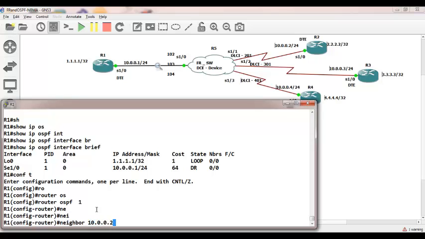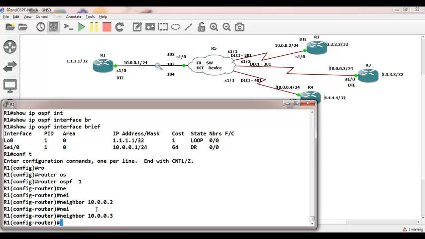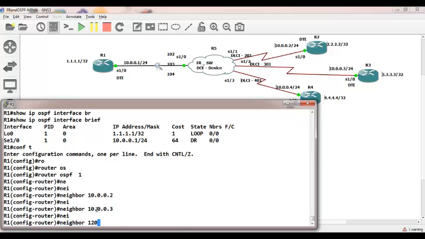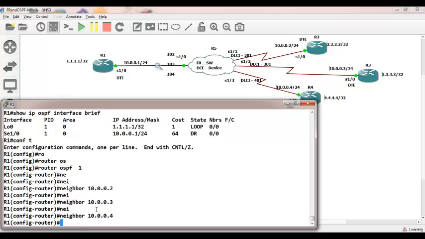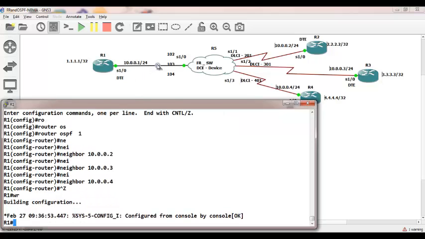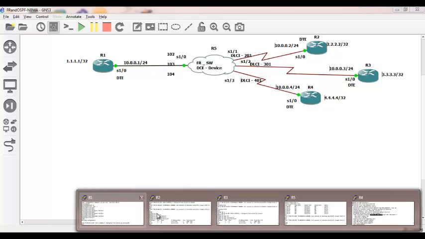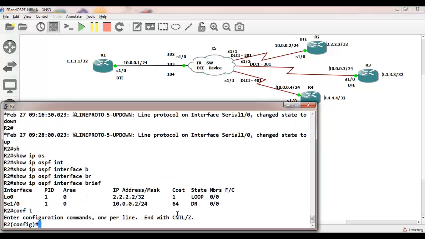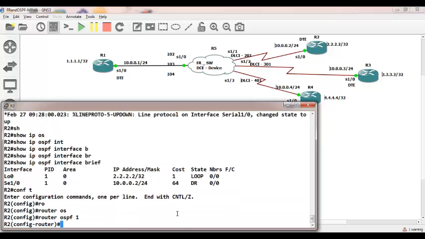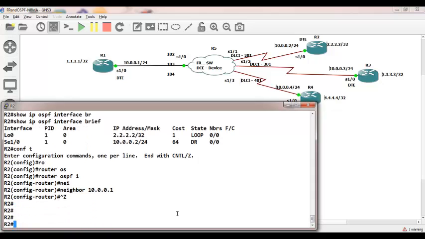Neighbor 10.0.0.3. Neighbor 10.0.0.4. Likewise. We'll go to router 2 and say router OSPF 1 neighbor 10.0.0.1. Like this we have to configure the neighbor manually.